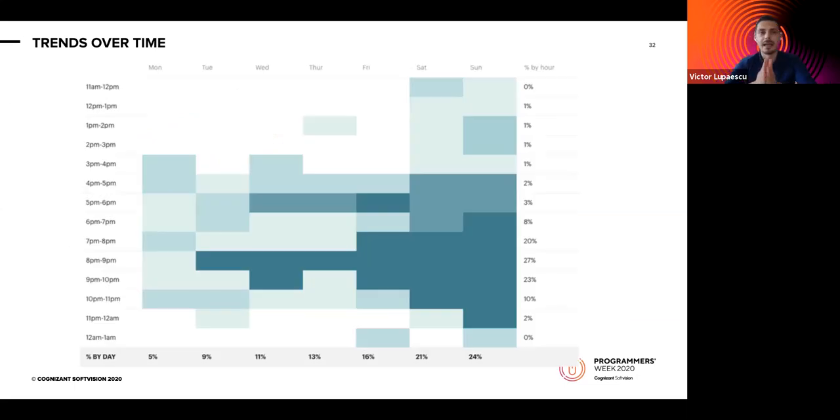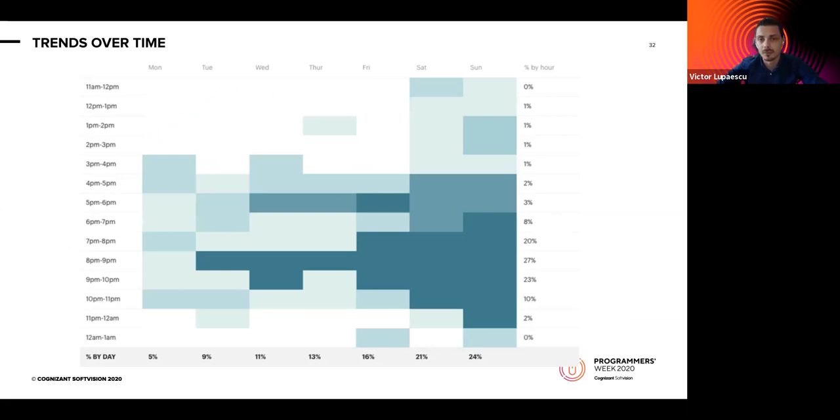Okay, there's another case when you want to see trends over time, but you want to see it by two time dimensions. And in this case, what I'm looking at is the number of people in a restaurant from Monday to Sunday, so on each specific day and by hour. This is called a heat map.